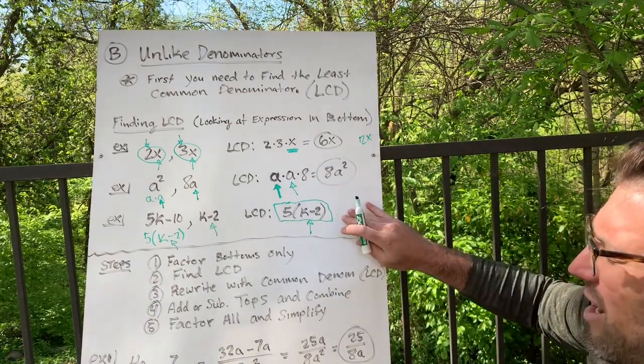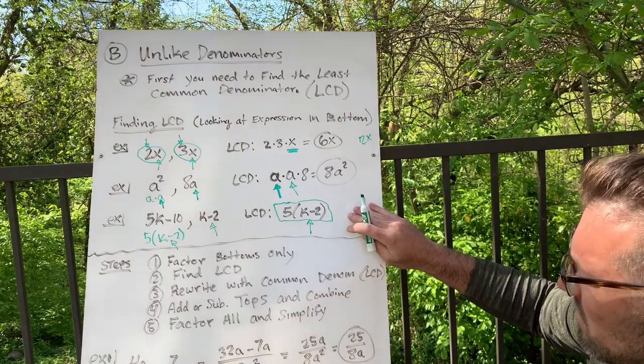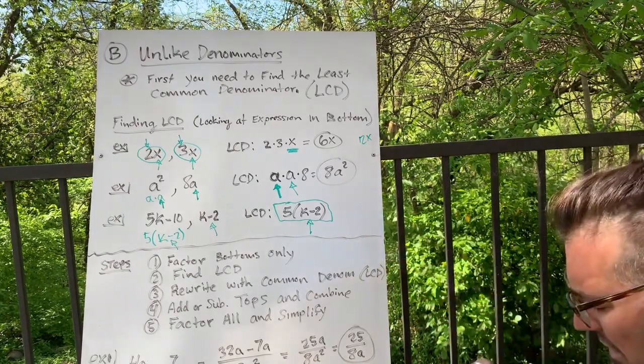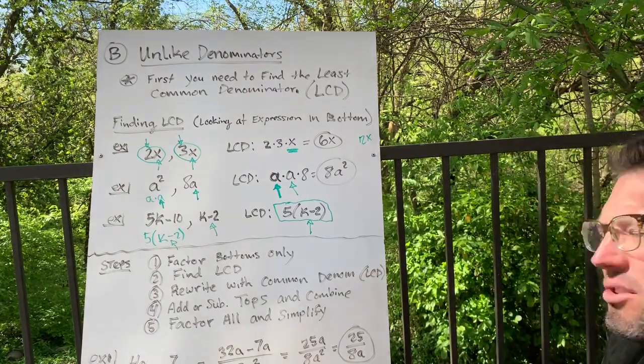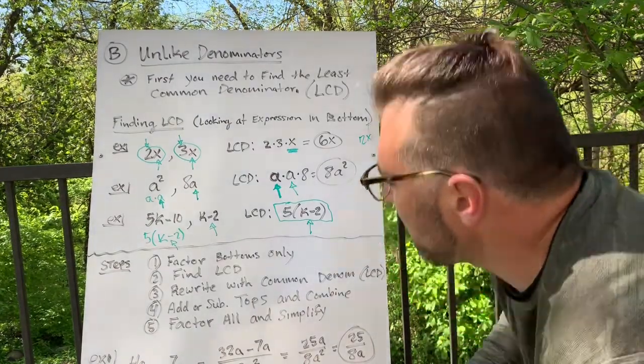Just leave your least common denominator in factored form. It will reduce your work at the end. Then you won't have to, because at the end you've got to factor everything and cancel, but you don't want to do that until you add or subtract. I'll show you what I mean.